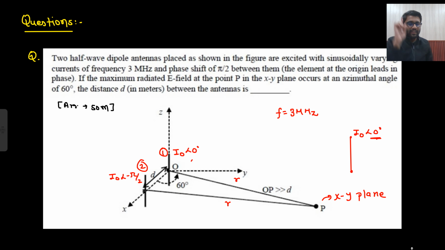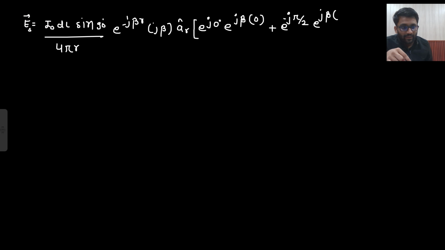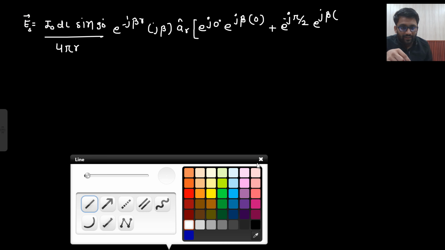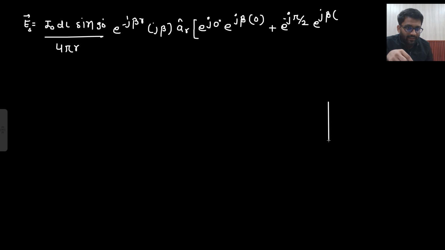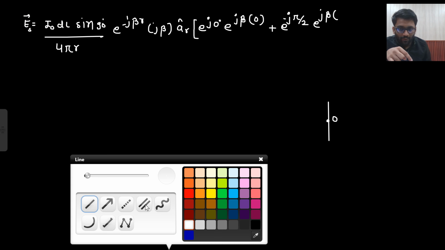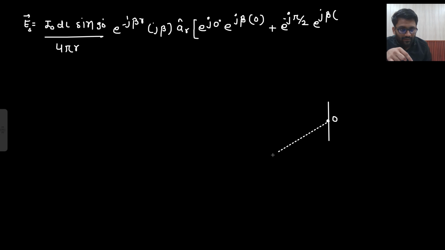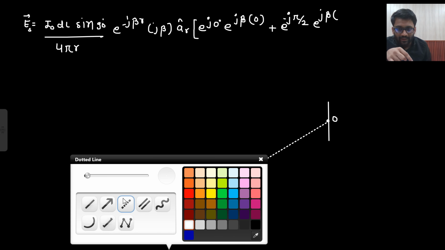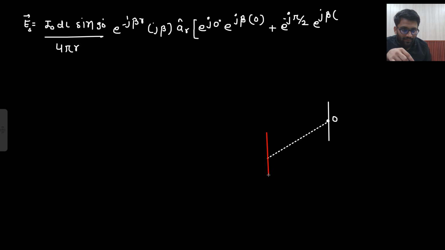Now there is an imaginary antenna at the origin. From my side there is an imaginary antenna at the origin. This is my origin. Now from here at distance d, another antenna is there, that is antenna 2. This antenna is antenna 2. This is my imaginary antenna and this is your antenna 2.